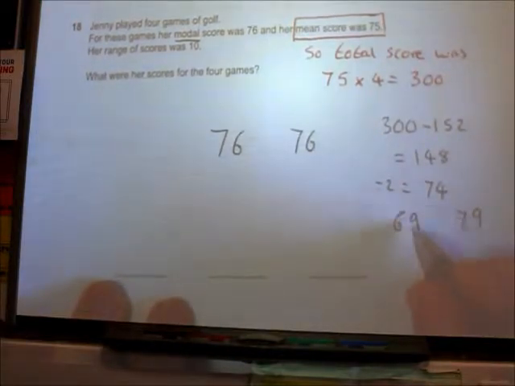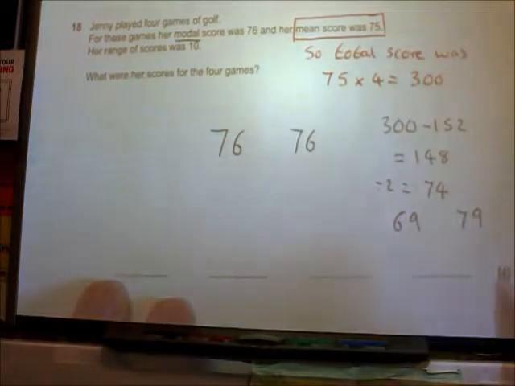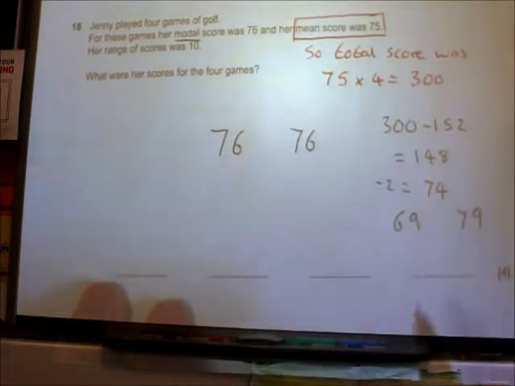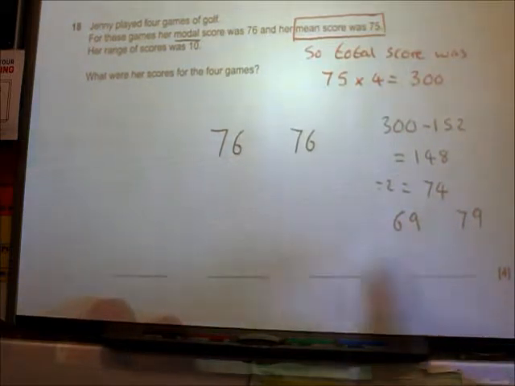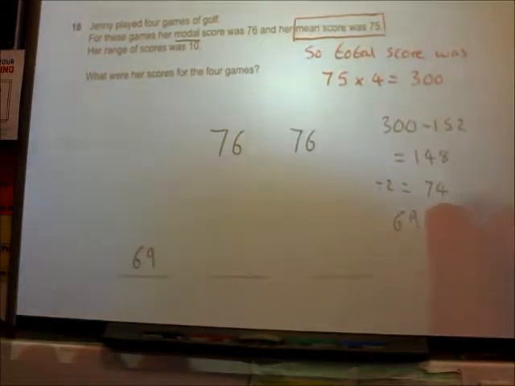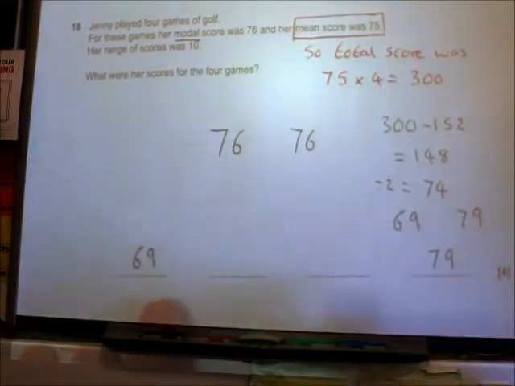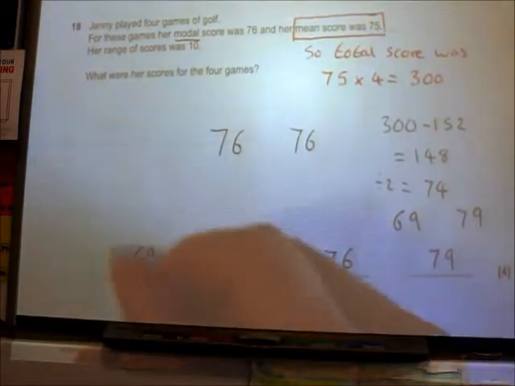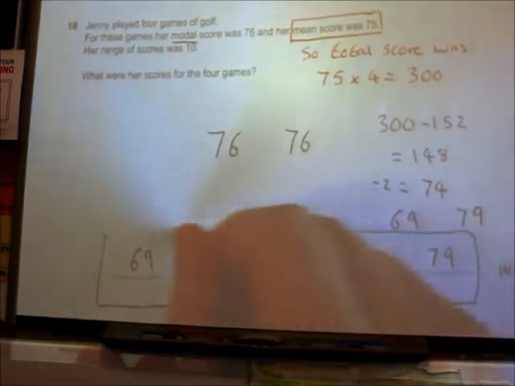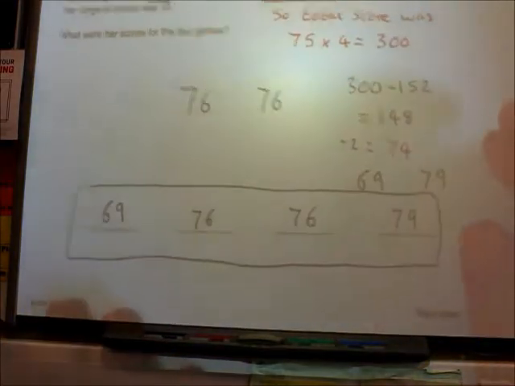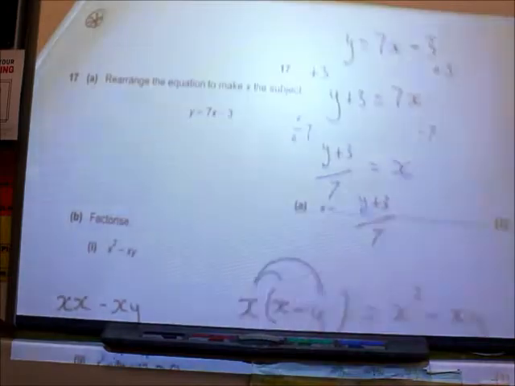Now, by taking away 5 and adding 5, that's given me a range of 10. There's 10 between them. And also they do add up to make 148, which is what we need them to make. So her scores were, the lowest is 69, the highest is 79, and that gives us her range of 10. Her modal score was 76, and all of those numbers there, they'll add up to make 300, which is what we want, because it will give you a mean score of 75, and that is the answer. 4 marks. Question 18.